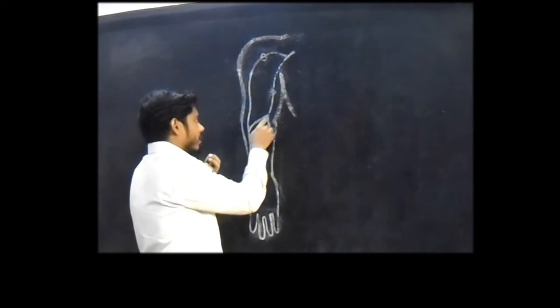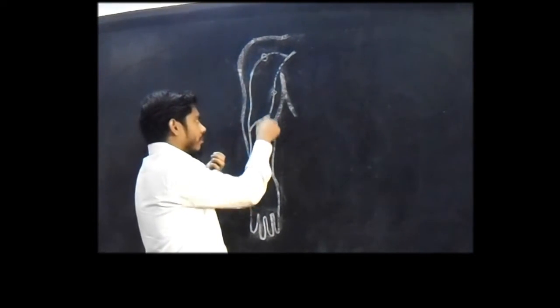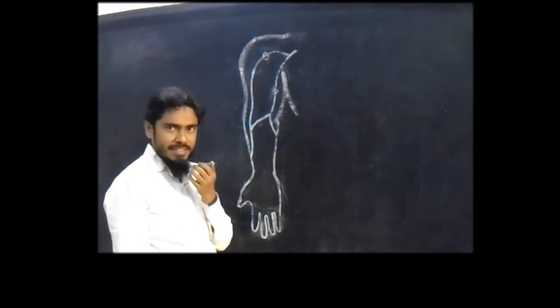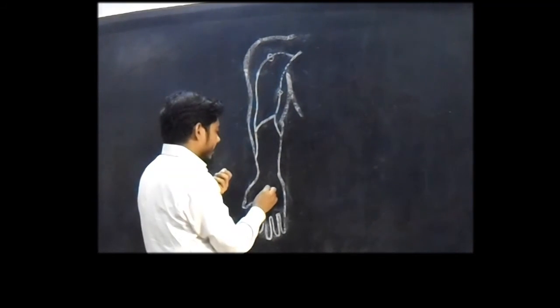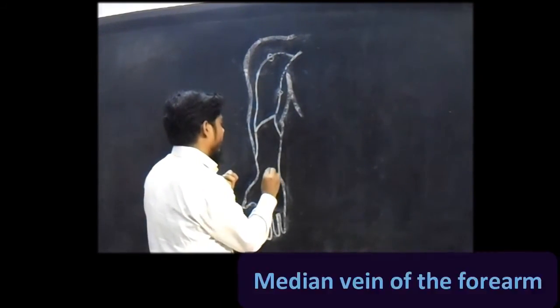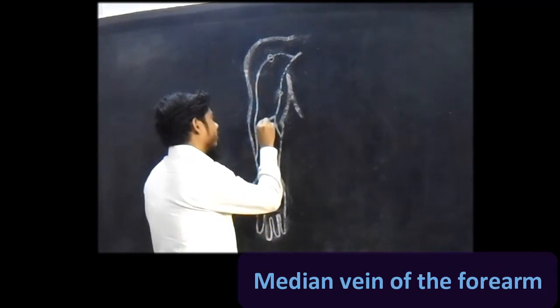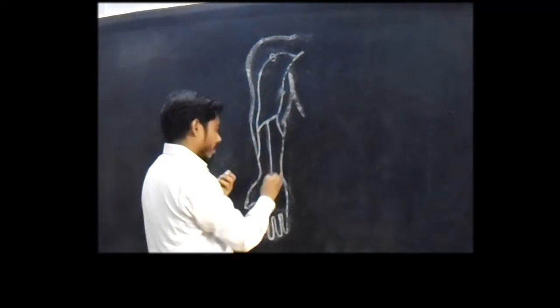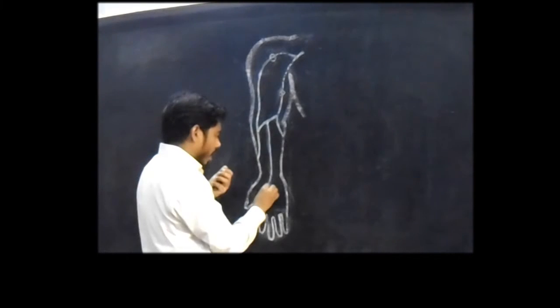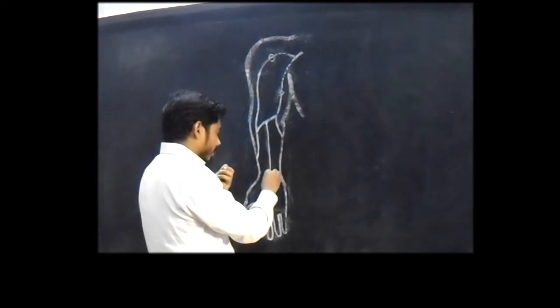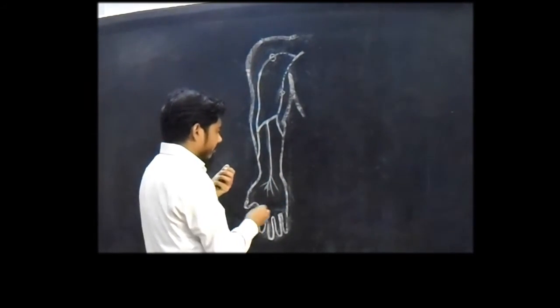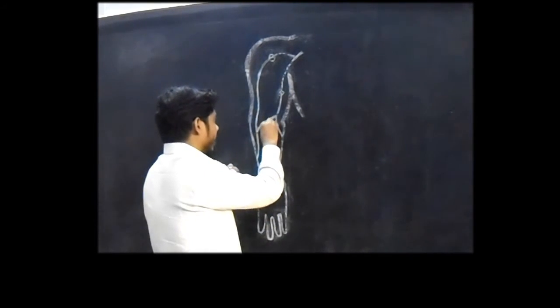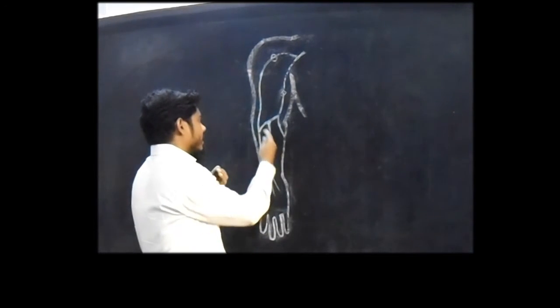Why? Because it is pulled on both sides by two larger veins, isn't it? Yes. There is another tributary here, that is the median vein of the forearm, and this median vein of the forearm will form by the union of the palmar venous network and drain into the median cubital vein. But this drainage may vary.